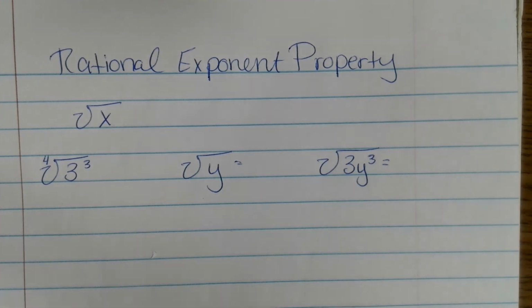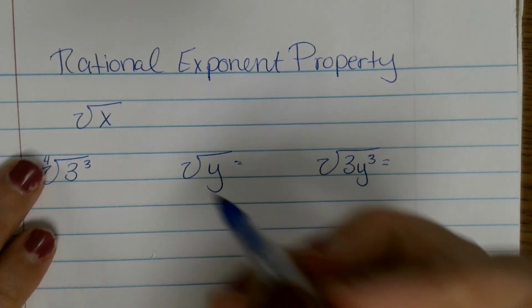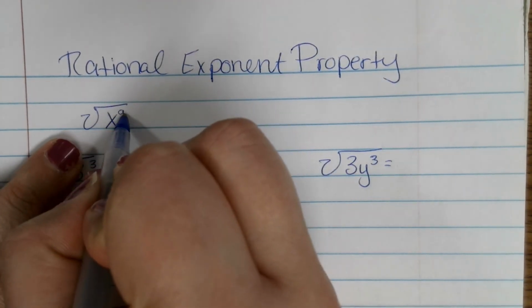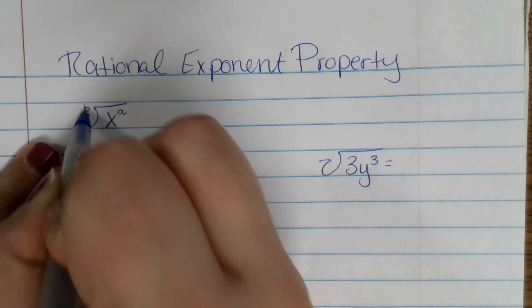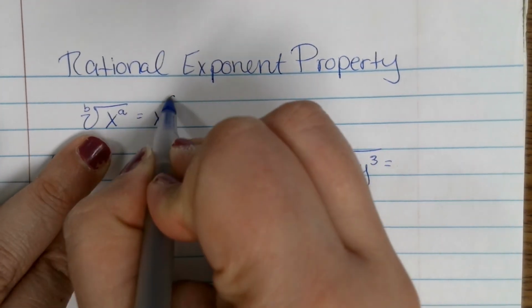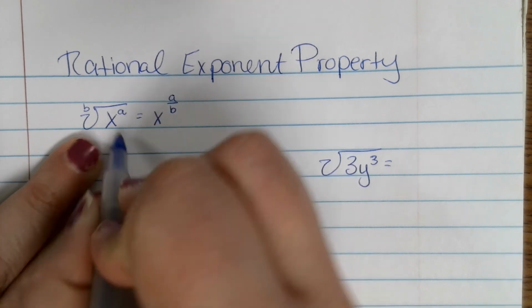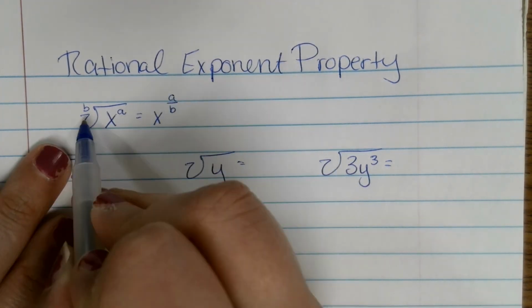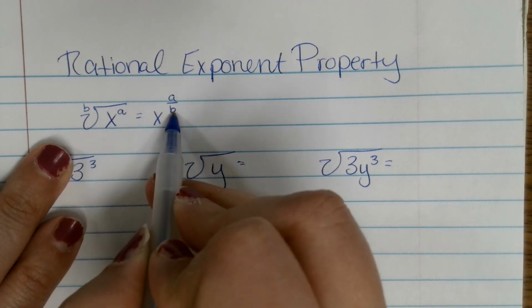All right. In a little bit, I'm going to tell you why we are learning this, but today we're going to discuss the rational exponent property. This property states that if I have a radical, I have my exponent here and my index there, I can rewrite that as x to the a over b, or write them out as a fraction. My exponent goes on top and my index goes below.